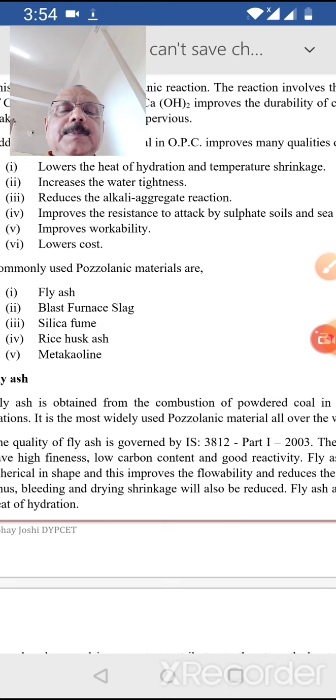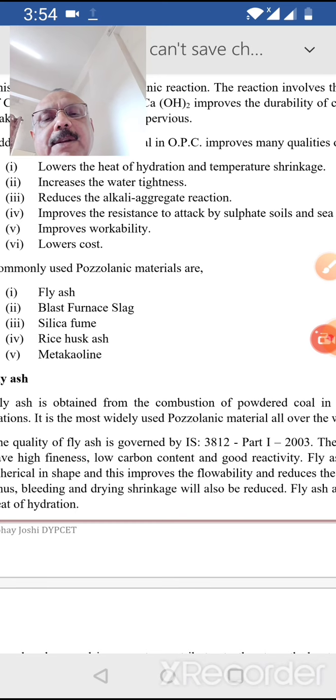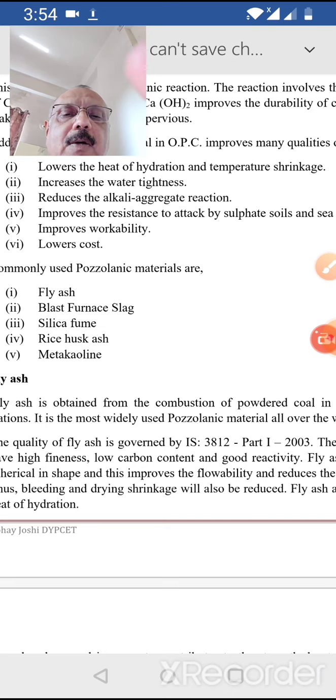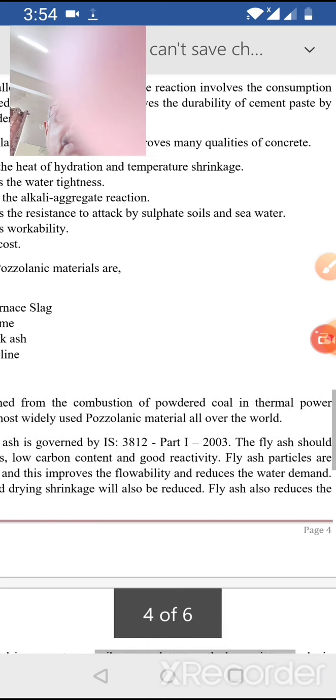In India, the quality of fly ash is governed by one Indian standard code, that is IS 3812 Part 1 2003. So whatever fly ash we are going to use for making cement or making concrete, it has to pass the norms prescribed in this particular IS code 3812. So again I want to repeat that any ash will not serve as fly ash.